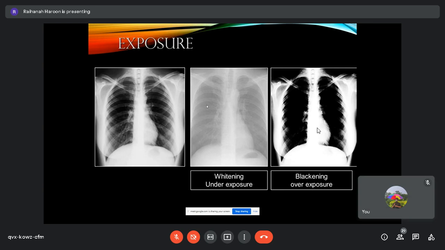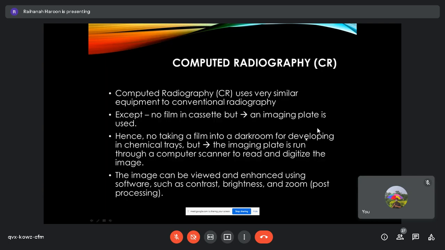But now we are going digital. Even if the image from the radiographer is slightly suboptimal, we can still play around with the image. We can make it darker, we can make it brighter. But this is how you must comment on the images. If there's blackening of the image, there is overexposure of the X-ray, and if it's whitening, the X-ray has not been given enough radiation, so it is underexposure.